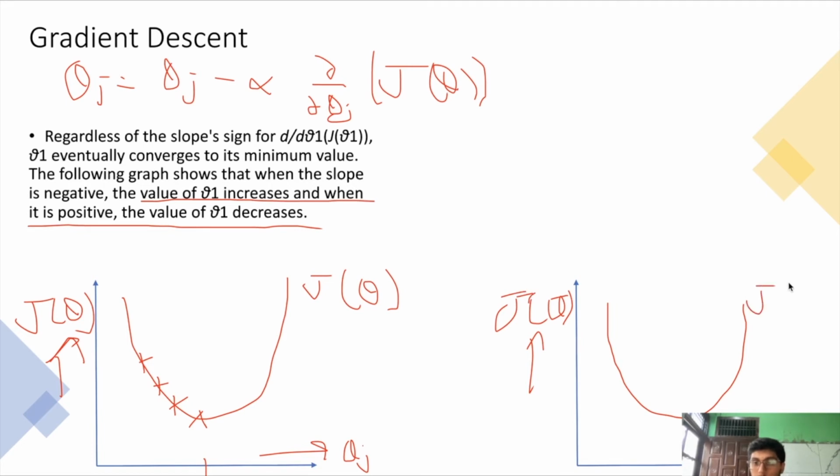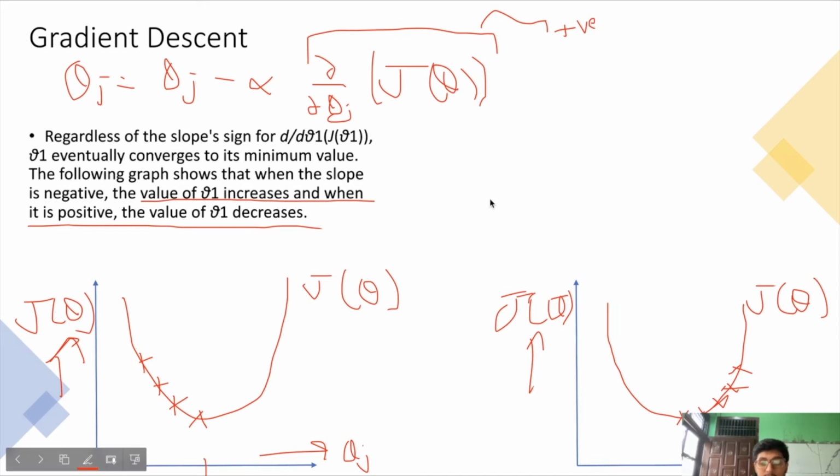So this will be the J of theta graph. Now let's see when the slope is positive. So this value is positive, so our graph will be something like this. First here, then our point will be here, then here, and finally at the global minima. This means that this will be overall positive, so this whole value will be negative.